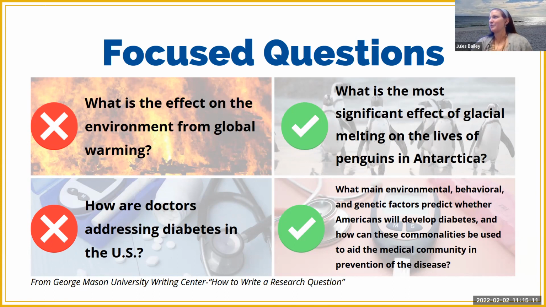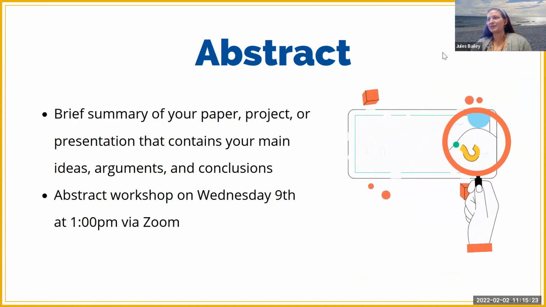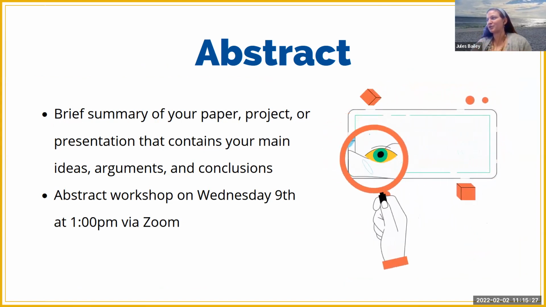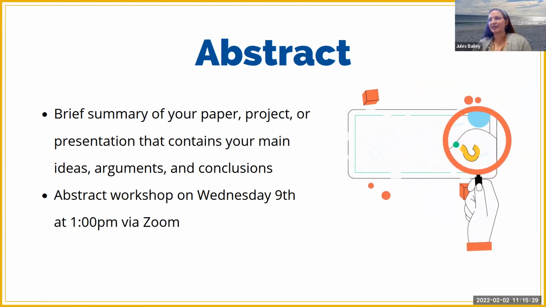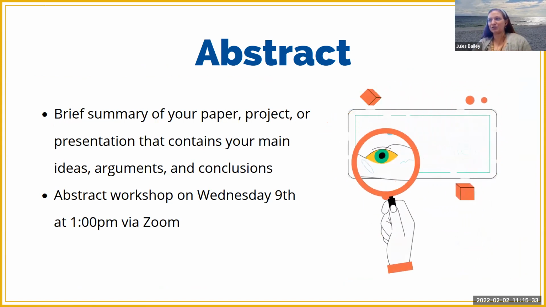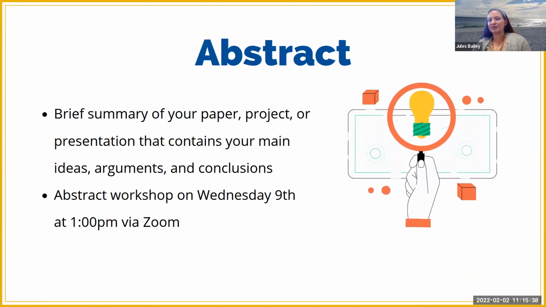So we've looked a little bit at research questions and research topics and how to develop that. So where are we going with this? What is our goal? First you do your research topic, you do your preliminary searching, but the first thing you're actually turning in is your abstract, which is a brief summary of your paper, project, or presentation that contains your main ideas, arguments, and conclusions.